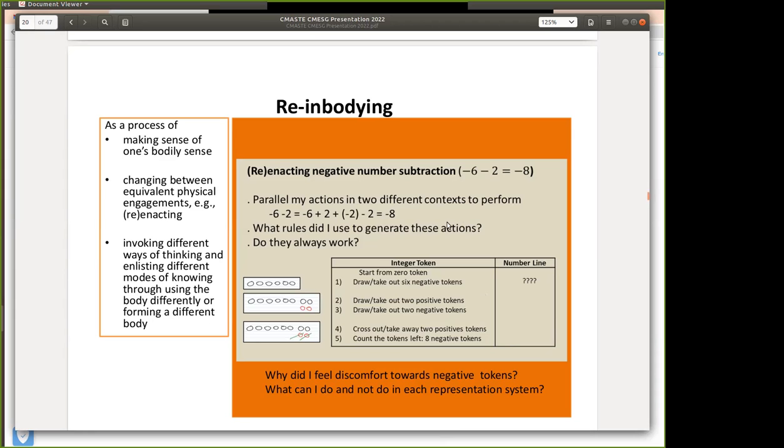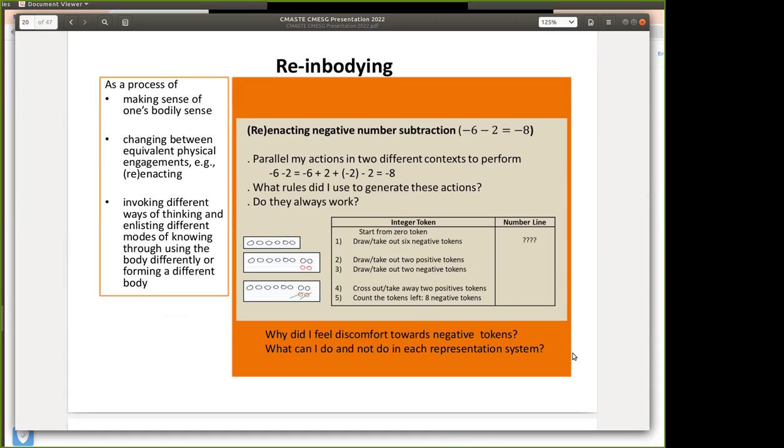Personally, I did not really teach a lot about negative numbers, so I'm probably not very familiar with the embodiment of negative numbers. And during this process, I also needed to figure out whether those rules that I used to generate new actions can always work. So there is also logical thinking there. I found this exercise very useful and very powerful. And that shows me that when we work with equivalent representations of the same thing, we are actually limited and empowered by both of them. It is what we can do or not do in each representation system that's interesting here.